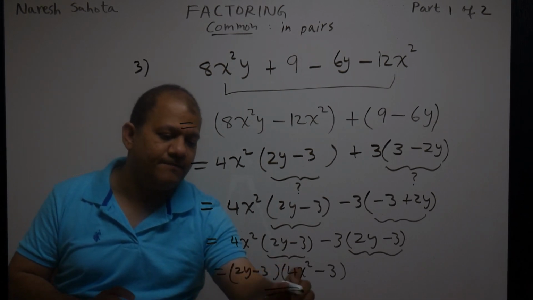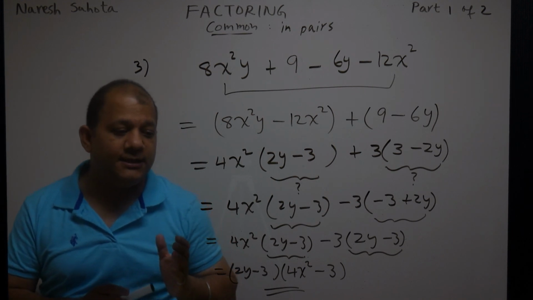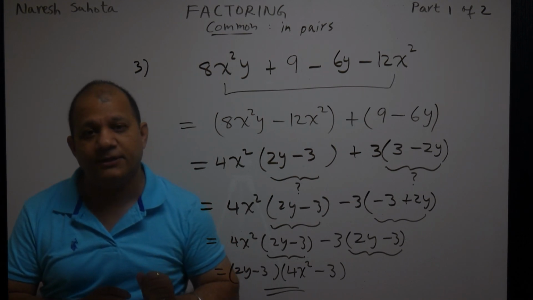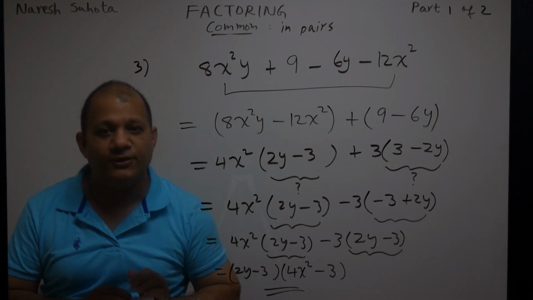So I'm done here. So this required a bit of work, and so that's how you do common factoring in pairs.